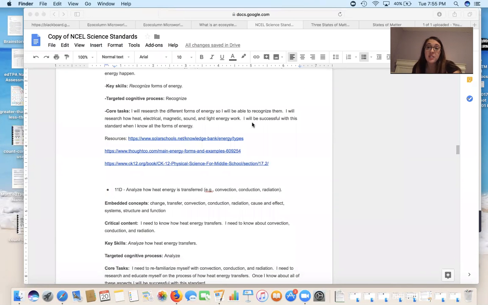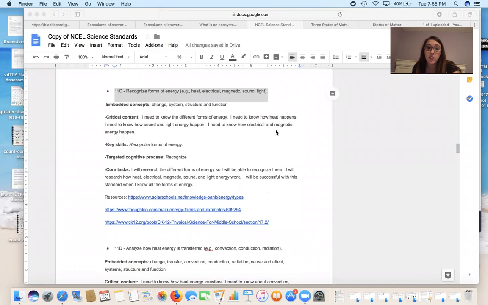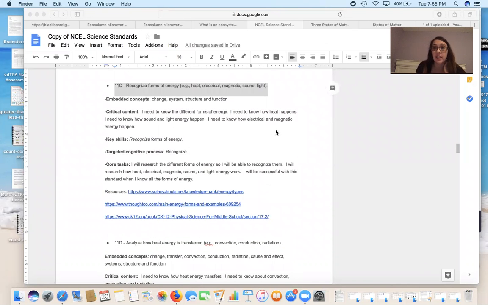Your core tasks, these are the steps that you need to take to be successful with this standard. You need to research the different forms of energy so you will be able to recognize them. You need to research how heat, electric, magnetic, sound, and light energy work. And this will help you to be successful with the standard 11C, recognized forms of energy. Heat, electrical, magnetic, sound, and light.